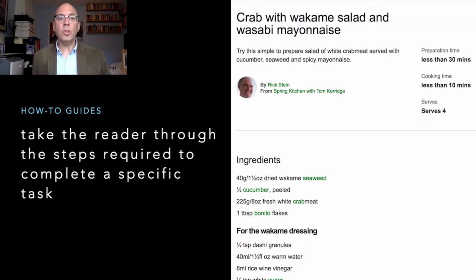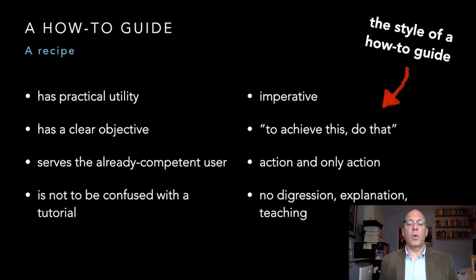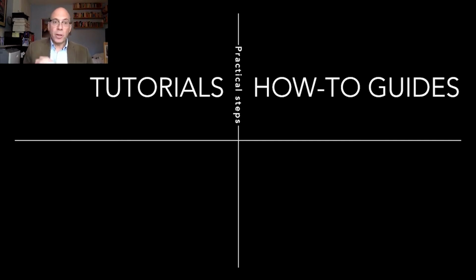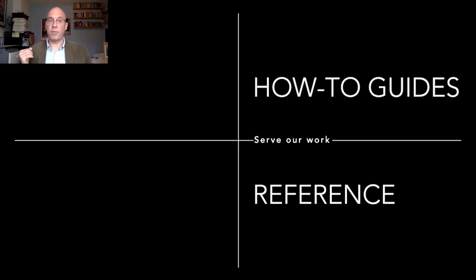Next, how-to guides. A how-to guide takes the reader through the steps required to complete a specific task. How-to guides are recipes. How-to guides are task-oriented or problem-oriented. It serves not the beginner, but the already competent user. It responds to a question: how do I do such and such, with a series of actions, and only actions, without digressions or explanations or attempts to teach. Tutorials and how-to guides are similar because they're both concerned with describing practical steps. How-to guides and reference share with each other that they both serve our work.